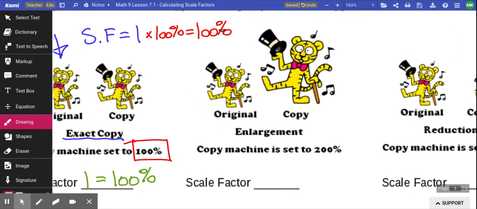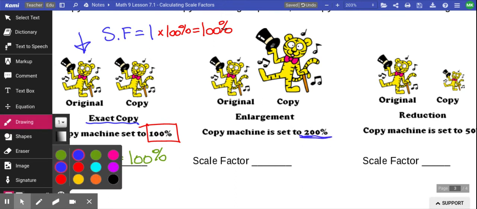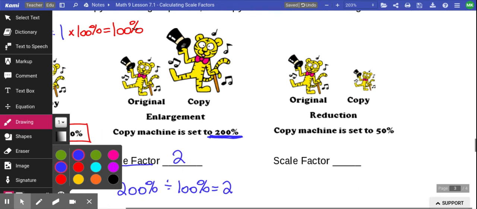If I look at this second one right here, that's an image that's been set to 200%. If I want to figure out what the scale factor is, then I just take the percentage and I divide it by 100%. And that gives me a scale factor of 2. Awesome.